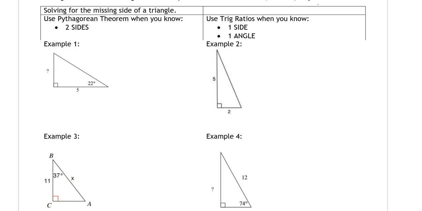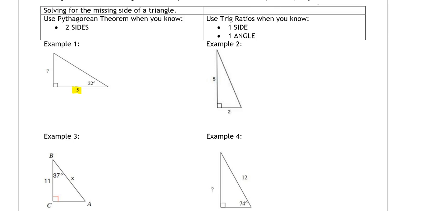We're going to be solving for missing sides of a triangle. There's two things we know how to do to solve. We already know how to use Pythagorean theorem, and our new one is going to be using trig ratios. So when do I use which one? We're going to use Pythagorean theorem when I already have two sides. I'm going to use trig ratios when I only have one side. If we look at our first example, I only have one side, so I'm going to be using trig ratios.